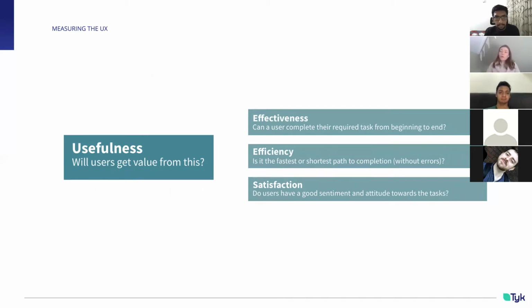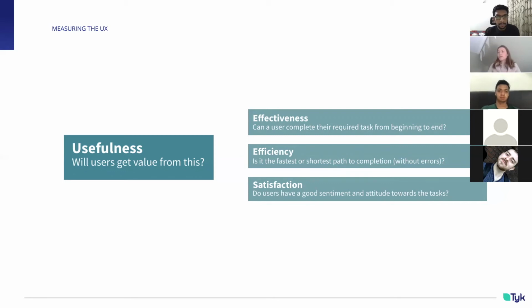So, what will users get value from this? You can determine that by making sure that you've really understood, making sure that you've defined the context, and making sure that you are solving a real problem for a real group of users. Once you've established that, you can then think about the effectiveness.